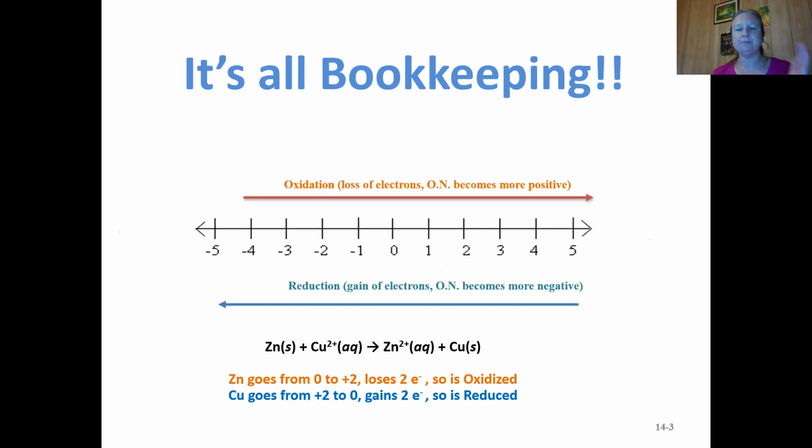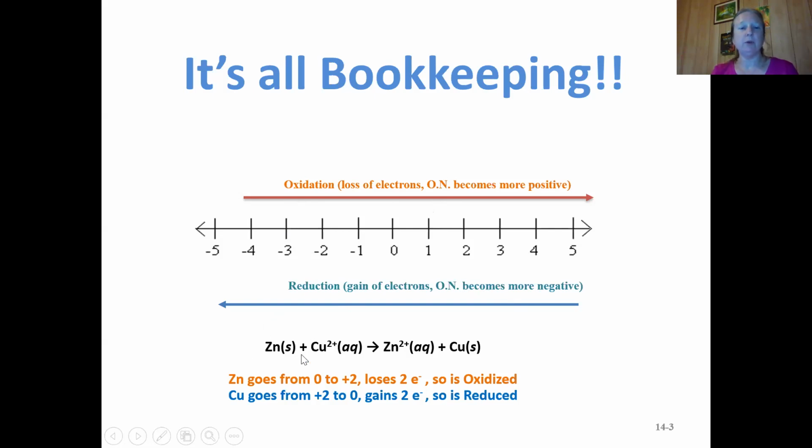It's that simple. So determining if something is a redox or not, you assign oxidation numbers left and right, and there are very simple rules for that. And you look at the left and right, and you say, is there a change? Reduction is the gain of electrons. Oxidation is the loss of electrons.